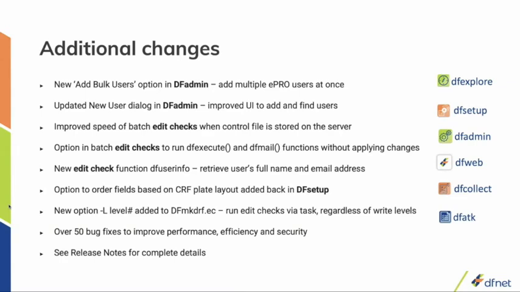DF make DRF edit check has been updated to offer -L option to make DRF records for users with limited write level permissions. Without this option, the specified edit checks run for users with write level 0 permissions only. That had been the existing behavior and is a behavior without -L option. So this release offers more than 50 bug fixes contributing towards software performance, productivity, and security, besides all the new features that have been added. And details of all of the changes can be found in the release notes.